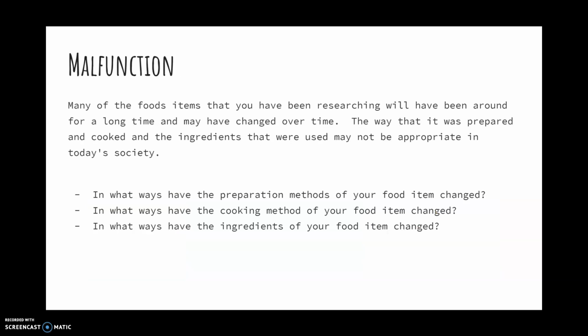Thinking about the food that you're looking at or that you've been researching, it's been around for a long time and it's probably changed over time. You would have seen that from your tradition slides. The way that it was prepared and cooked and the ingredients that were used may not be appropriate in today's society. So what ways have the preparation methods of your food item changed? What ways have the cooking method and the ingredients changed? We looked at this in our previous slides with traditions.